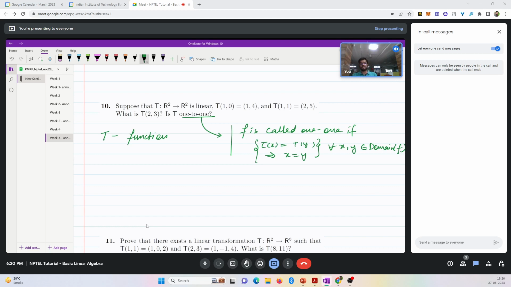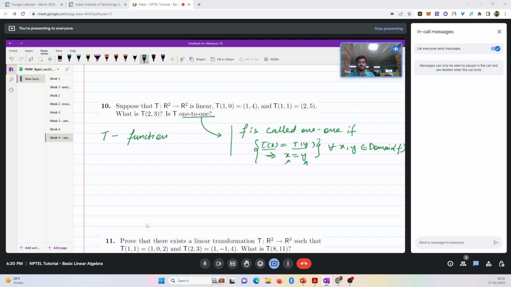In layman's terms, what this means is that every element is mapped to a unique element. So if two mappings are the same, that is T of x is equal to T of y, then your x must be equal to y. This is what is called a 1-1 function.